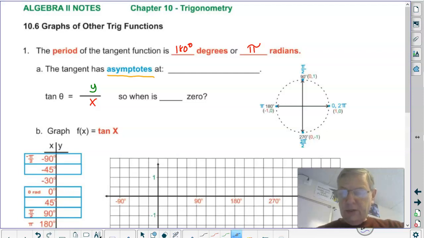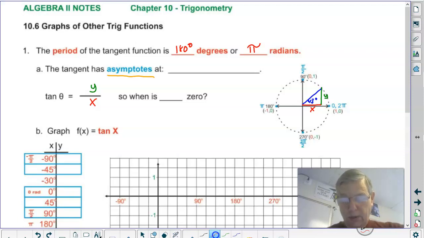So let me show you what I mean. Let's come over here, take a look at this radial view here. Let's do a 45-degree angle, right? The tangent of 45 is the value of the opposite, which would be y, over the value of the adjacent side, which would be from here to here, which would be the x. And for a 45-degree angle, y is going to equal x, and so anything divided by itself is 1, and the tangent of a 45-degree angle is 1.